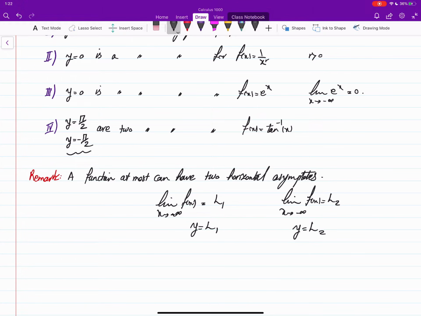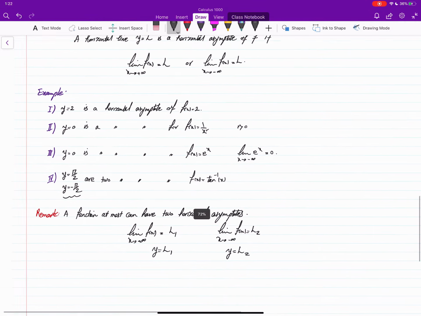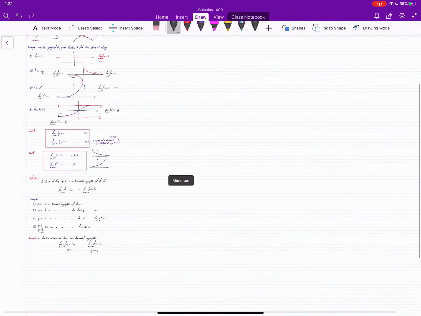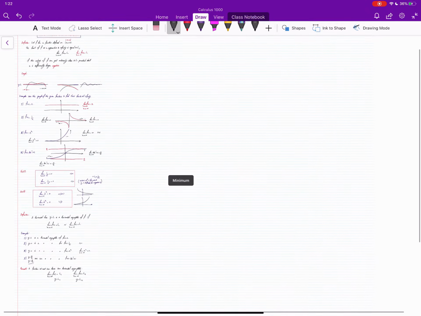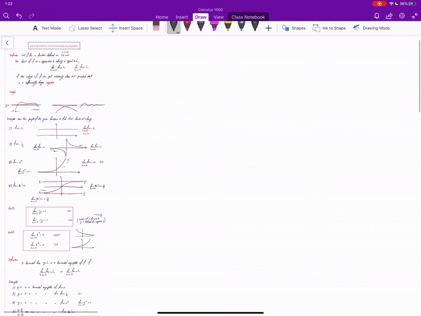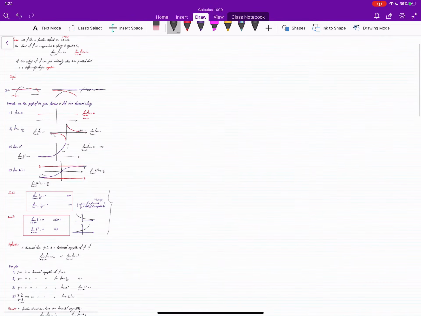Okay, so this was an introduction to limits at infinity. We had the definition, we saw how it works in terms of the graphs, and these two facts, which we will use later in other videos. The definition of the horizontal asymptote is also given here.